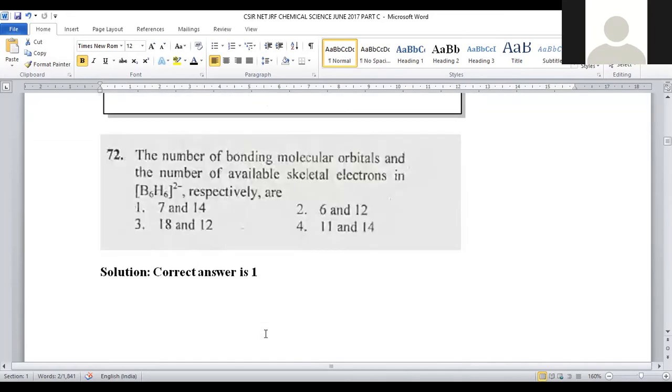Let us move on to question number 72. The number of bonding molecular orbitals and the number of available skeletal electrons in B6H6 2- respectively. Whenever this B6H6 2- compound is given, we have to predict the bonding molecular orbitals and the skeletal electron count present in the compound. 2 different formulas can be applied so that we will predict these 2 parameters.